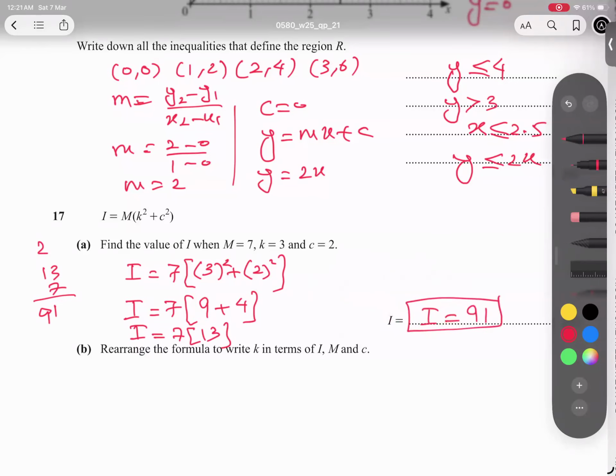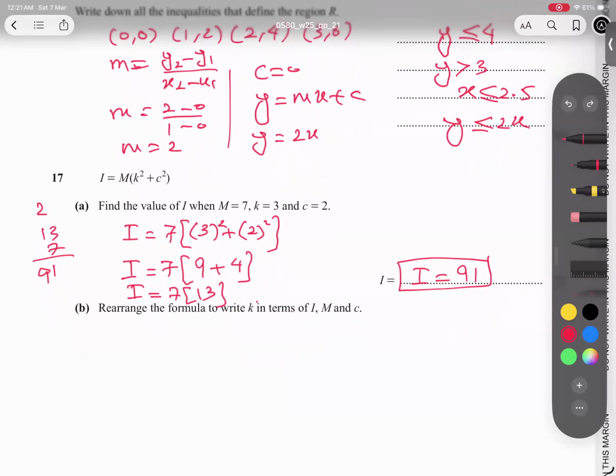Okay. Next part is how to make K the subject, rearrange and write K in terms of that. I mean, K is the subject. Where is the K? K is inside. Interesting. So what to do here? First of all, what is the technique? We have many ways to do the question. I will do both with you. I have two ways, and I will choose both ways.